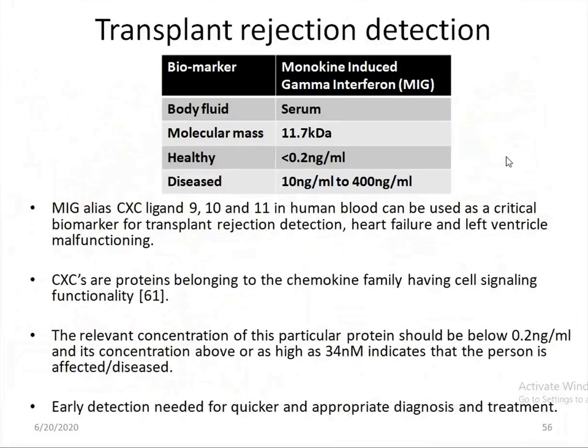Similarly, we have worked on transplant rejection detection. This uses the biomarker monokine-induced gamma interferon, which has a molecular mass of 11.7 kilodalton, and in disease it has a very high concentration of 10 to 400 nanogram per milliliter. Again, we have used the same method, and this is also a leading cause of death in human beings. It is found that the death rate can be reduced by about 99.9% if this can be detected at an early stage, at the time of transplant rejection itself. This is another sensor that can be very helpful if developed.